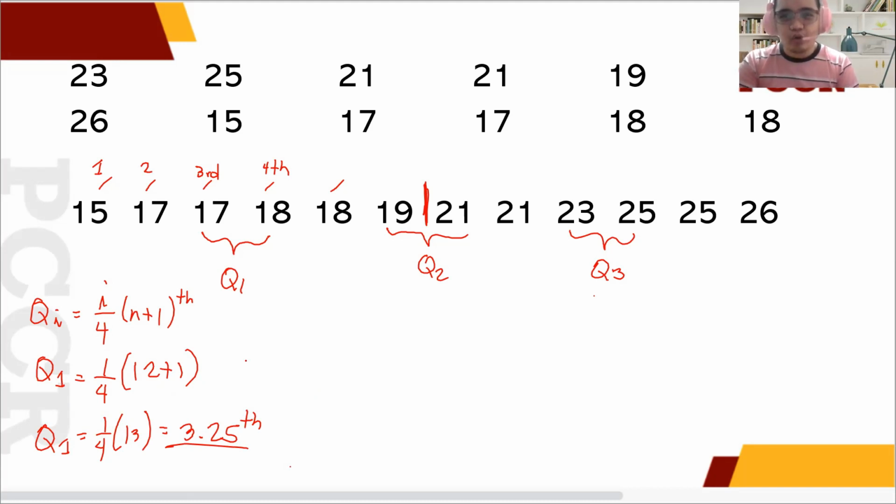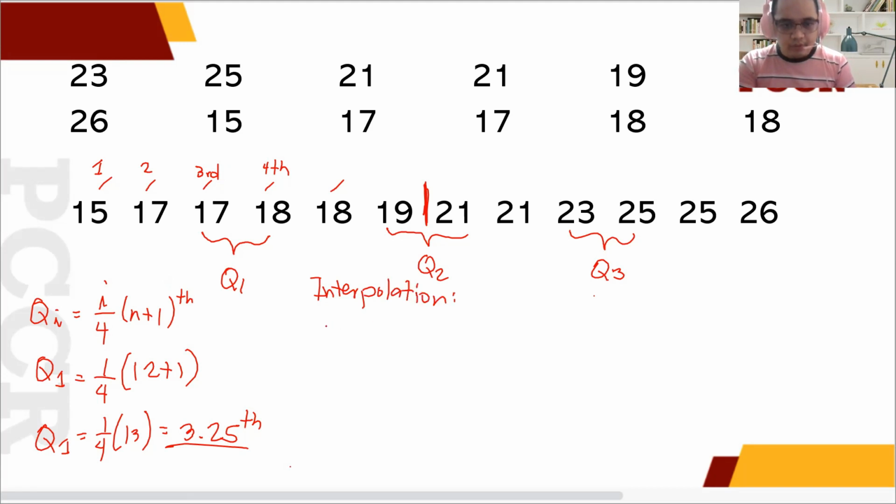Ngayon, paano natin kukumpitin kung nasaan siya mismo? Okay, so kung mapapansin nyo, since 3.25 yan, 0.25, mas malapit yun dapat sa third. Ibig sabihin, kung yung third data natin dito ay 17, dapat mas malapit sa 17 kesa sa 18 yung magiging sagot natin. So to do that, we will use what we call interpolation.